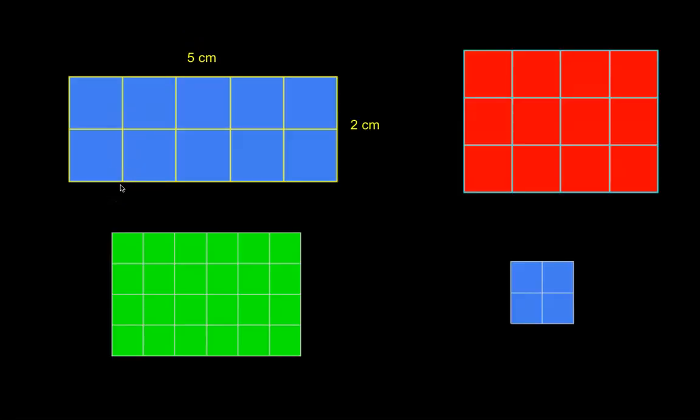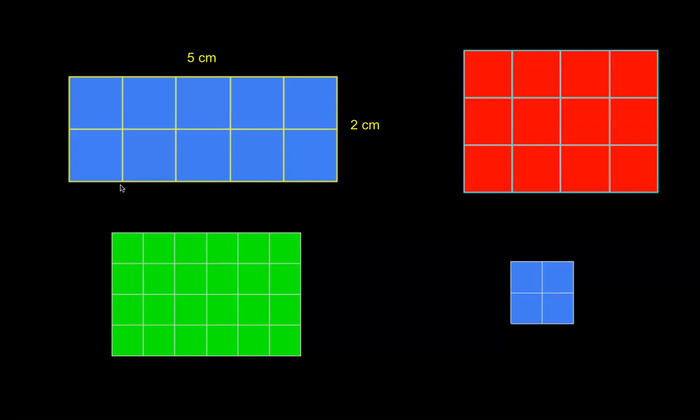So if we look at that shape, it is 2 centimeters wide and 2 centimeters long. It has an area of 4 square centimeters. 1, 2, 3, 4. Let's look at these shapes and let's see if you can work them out. If you need some time to think, just pause the video and then continue.